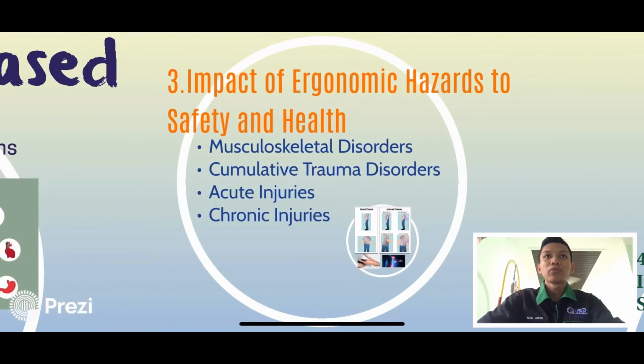Okay, next we move to the impact of ergonomic hazards to safety and health. First, musculoskeletal disorder. This impact involves strains and sprains mainly to the lower back, shoulder and upper limbs. In the long term, it may result in incapability to use the related body part.